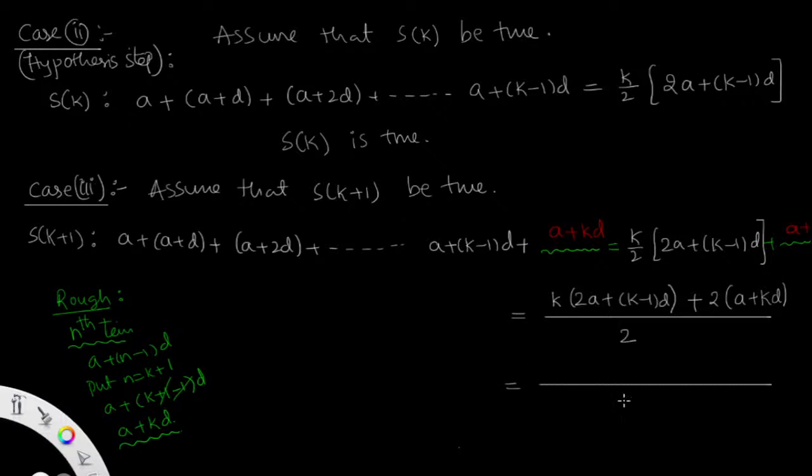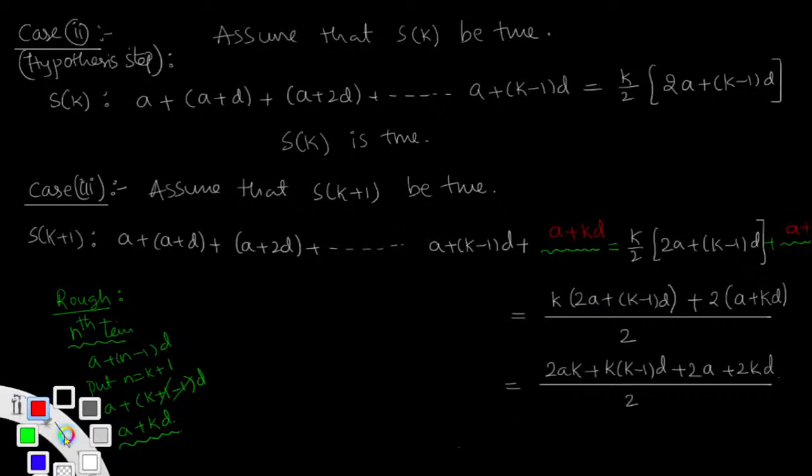Now simplify by 2. Now multiply 2AK plus K into K minus 1 into D plus 2 into A, 2A plus 2 times of KD. Now arrange the like terms into one part. This is a like term and this is also a like term, and the remaining two terms are KD, KD. KD is treated as common in these terms.